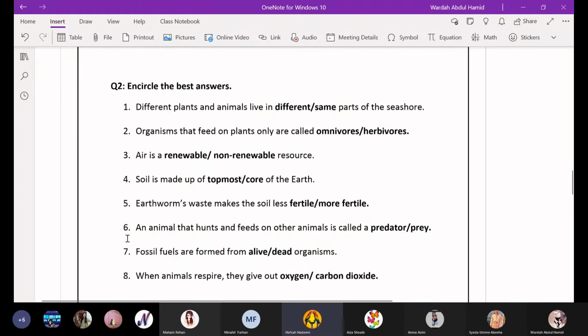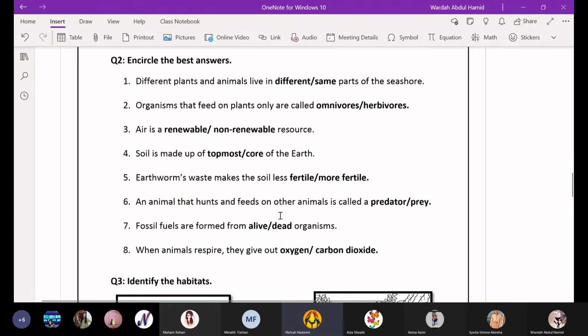An animal that hunts and feeds on other animals is called a predator or prey. Yes, girls. Anybody else? I heard only one answer. Predator. An animal that hunts and feeds on the other animal is called a predator.